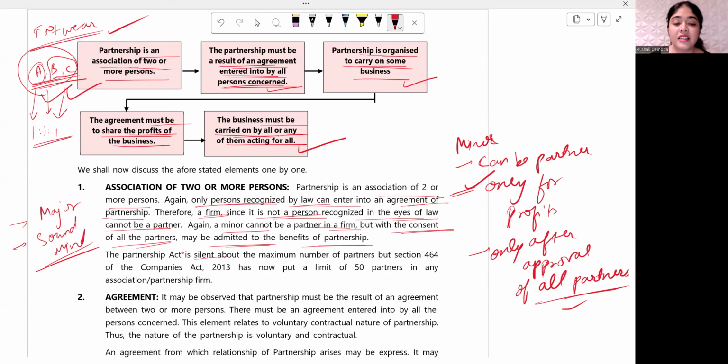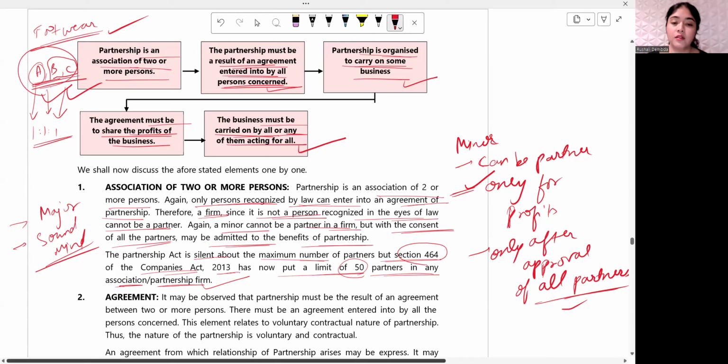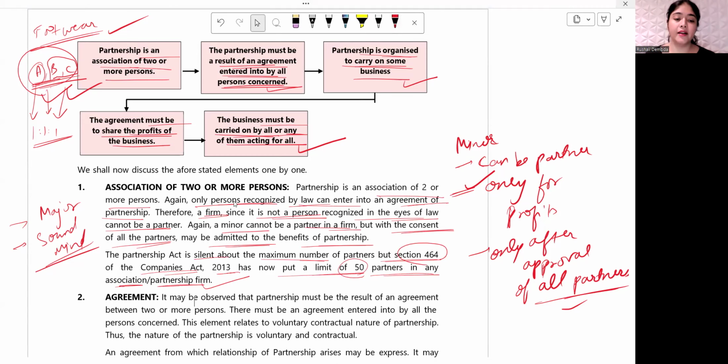The Partnership Act is silent about the maximum number of partners, but Section 464 of the Companies Act 2013 has now put a limit of 50 partners in any association or partnership firm. So for any partnership firm, the maximum number of partners that can be there is 50. Okay. Is the first point clear to you all? Yes, ma'am. Okay, let's go ahead.